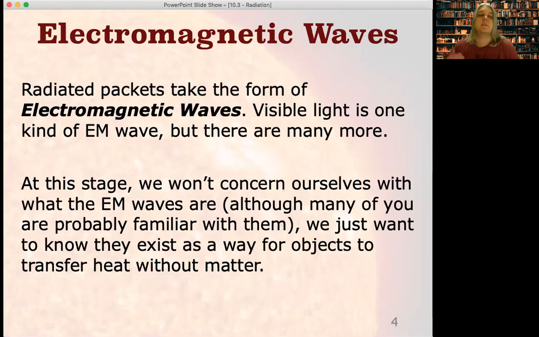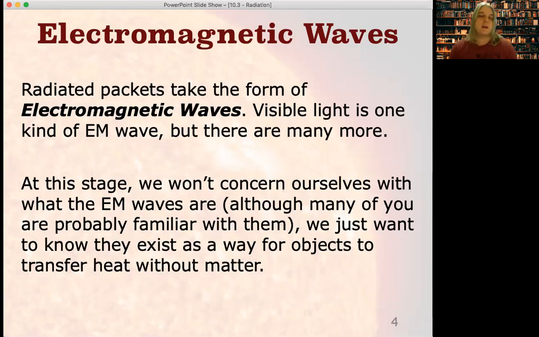Radiation generally takes the forms of electromagnetic waves. Visible light is one type of electromagnetic wave, or EM wave. There are many more. There's a whole big spectrum of them, and visible light is a tiny part of it. At this stage, we're not going to concern ourselves with what electromagnetic waves are or how to deal with them, but we did want to give you the name electromagnetic wave just so that you can be aware of that. And that means that light, visible light, is one of these forms of thermal radiation.